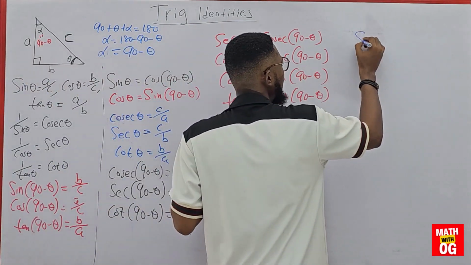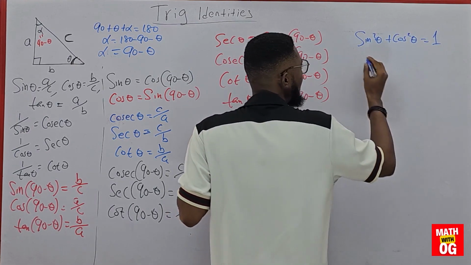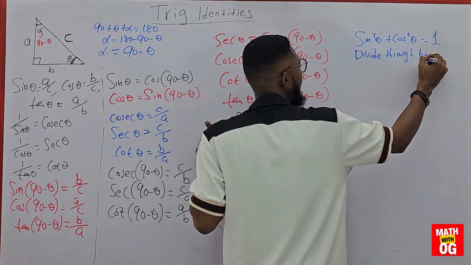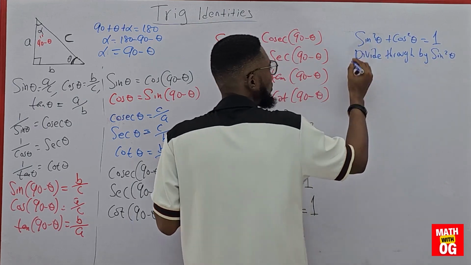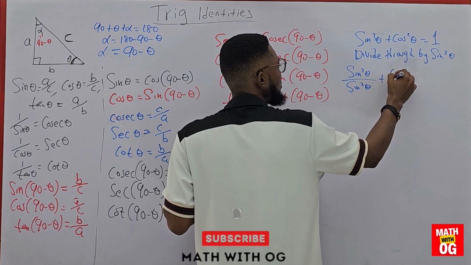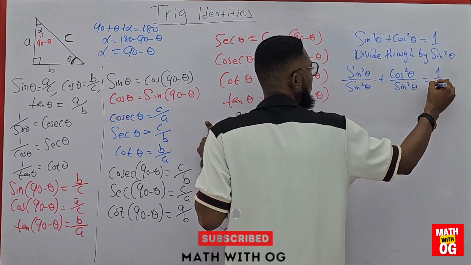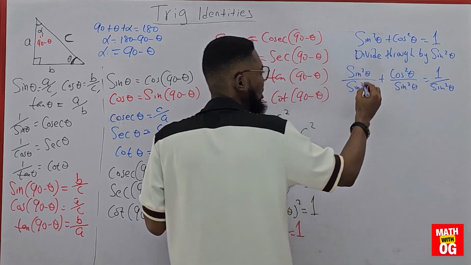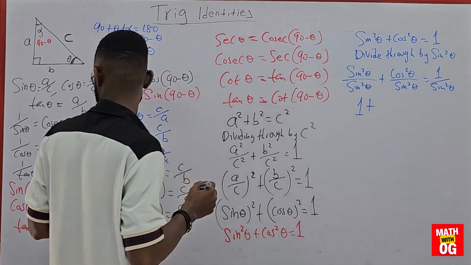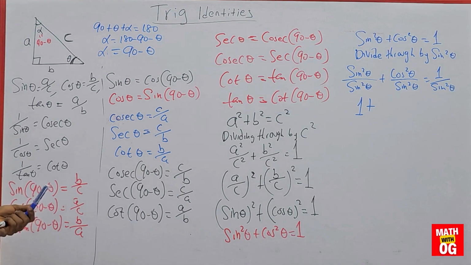Now, let's repeat that here. Sin squared theta plus cos squared theta is equal to 1. Now let's divide through by sin squared theta. So this will give me sin squared theta over sin squared theta plus cos squared theta over sin squared theta is equal to 1 over sin squared theta. This will give me 1 plus cos over sine. Cos over sine, okay, I didn't mention that, so let's do that now. I forgot some trig identity.